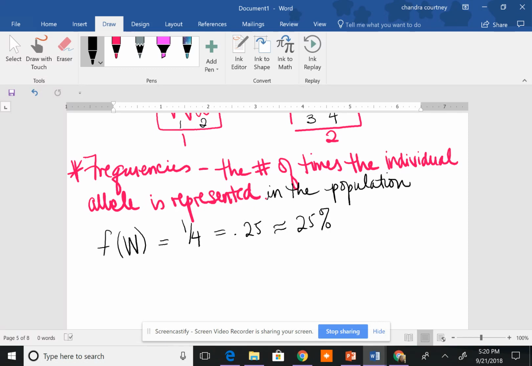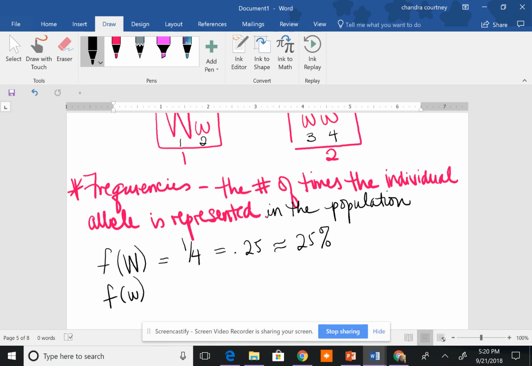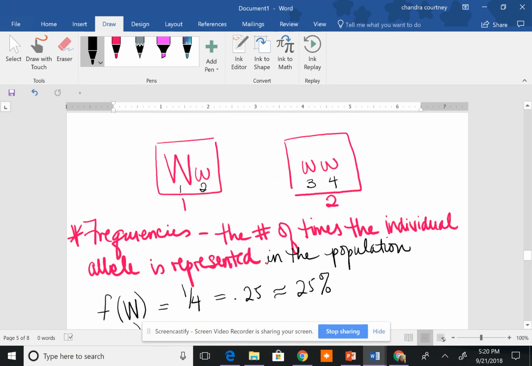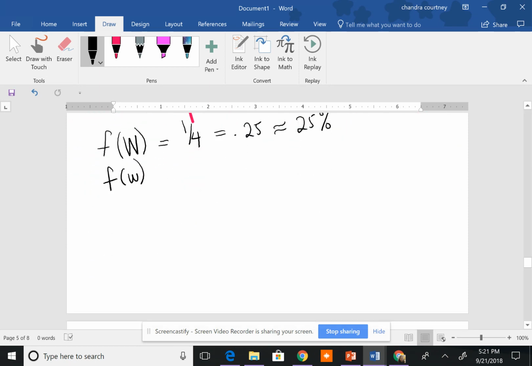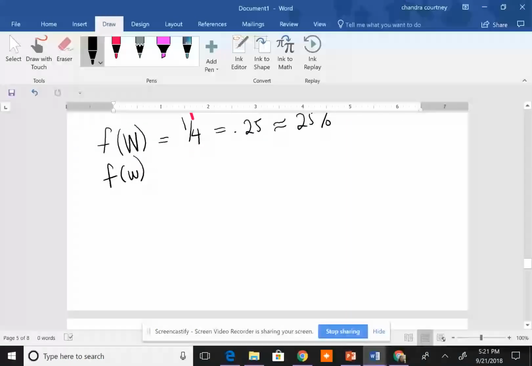Okay, so now let's do the same thing with the little w. What's the frequency? How many times are you seeing the little w represented in the population? Let's go back and look at the population. So we have 1, 2, 3 times. So 3 out of 4 times this little w is represented in the population, which is the same as 0.75 or 75%.